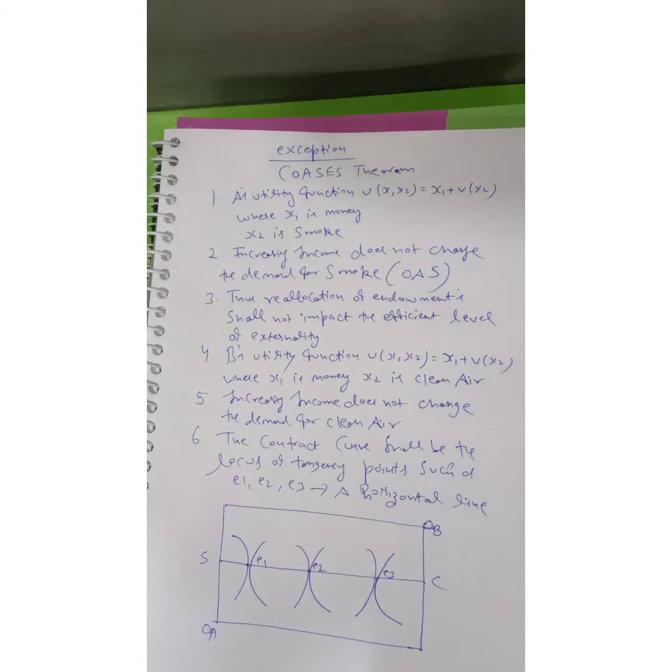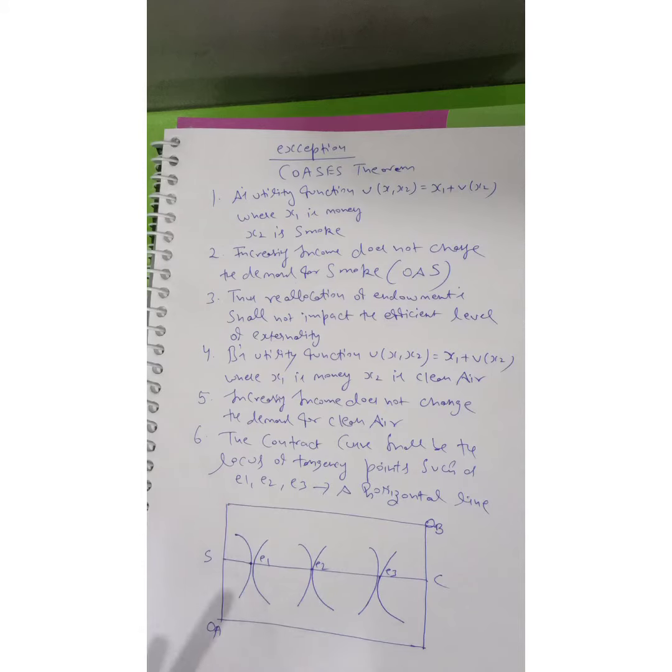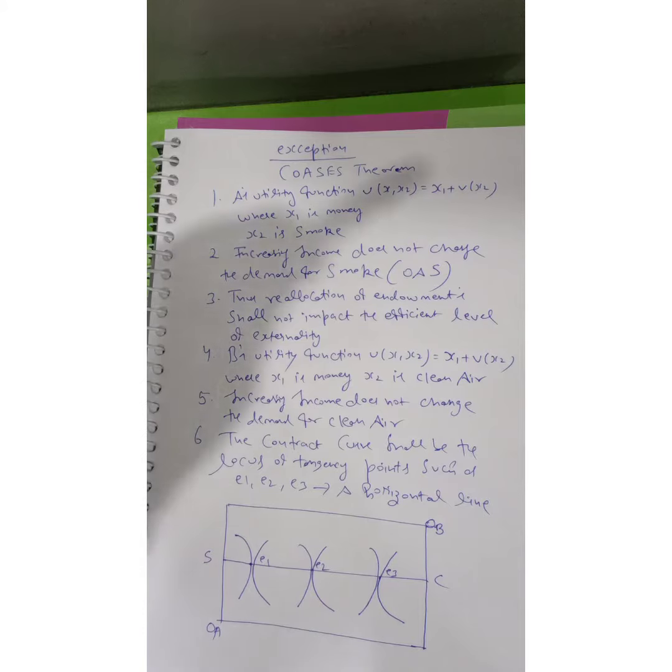Increasing income does not change the demand for smoke. So this is the diagram OAS. This is the smoke, where even if you give him more money, you bribe him. Suppose here A had this smoking right. B comes up to him and says, okay, reduce the smoking, take some money. In terms of quasi-linear preferences, he will not be accepting that.